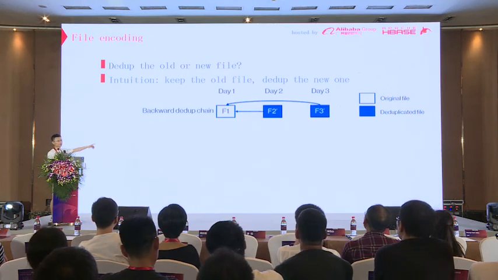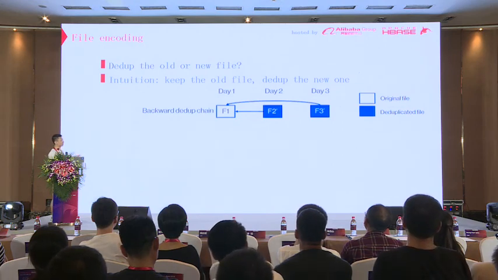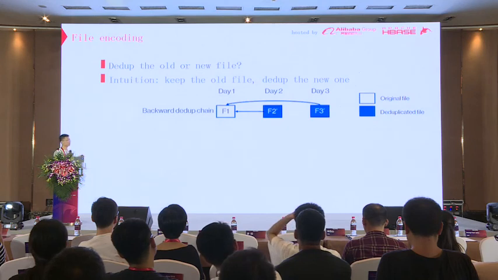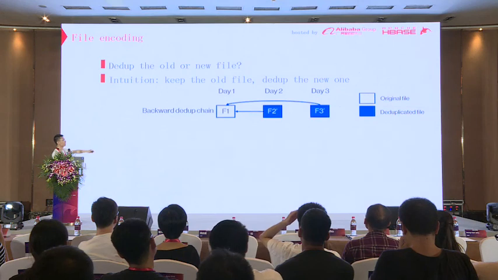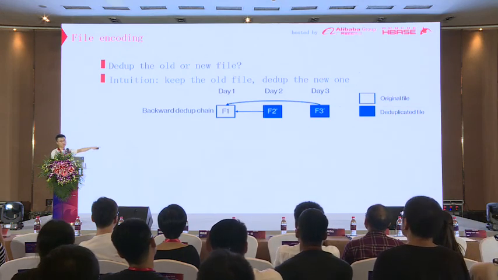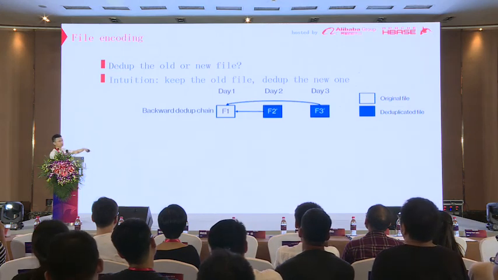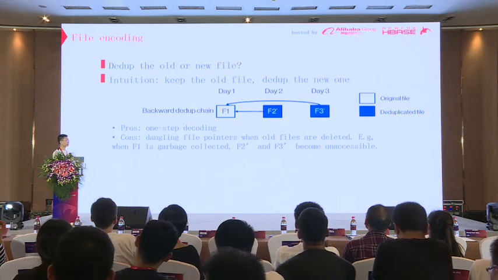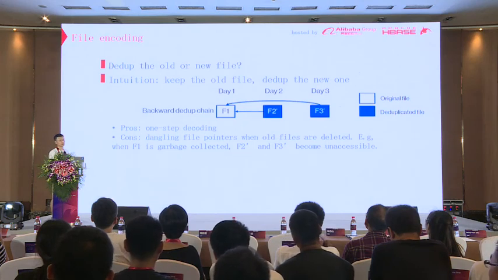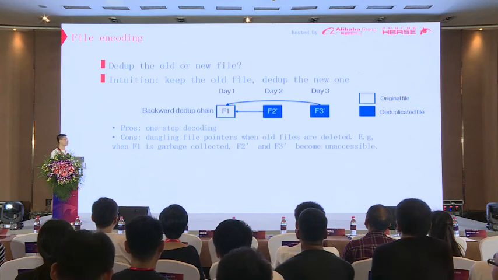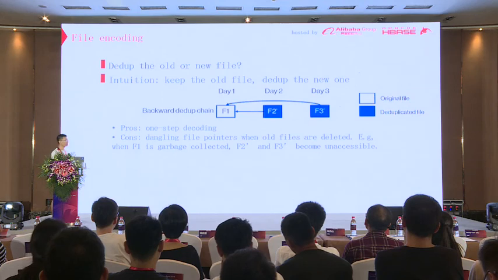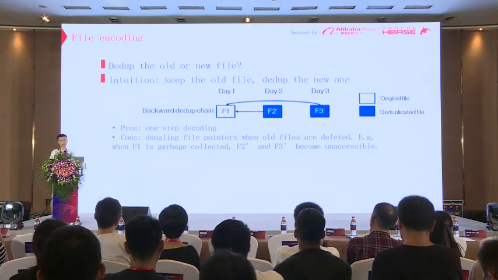Let's say F1 is the first day of backup data, and F2 and F3 are for the next days. This is what we call a backward dedupe chain. Now, when F2 is added in S3, although it's the same, we keep F1 untouched and replace F2 with a pointer to F1. The same thing for F3: we replace F3's content with a pointer to F1. The nice property of this approach is that when you do decoding, there's only one step. When you are trying to reference F3, you only need to dereference the pointer one time, and you can get the original file content. But the disadvantage is that it causes dangling file pointers. As you are all familiar with pointers, when you delete something, especially when we have a retention policy, when we delete the older file like F1 here, then F2 and F3 become inaccessible.